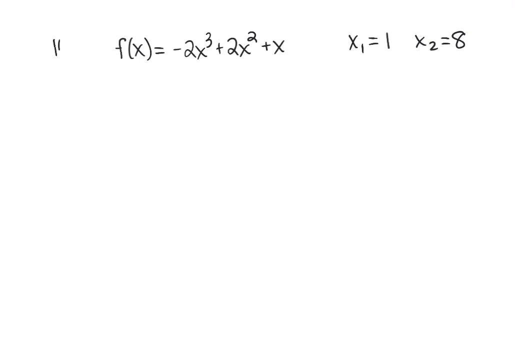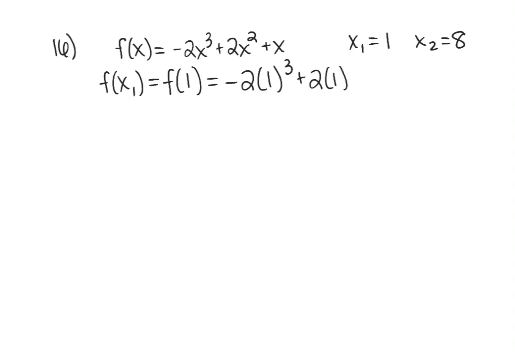On this one, question 16, where you're trying to find the average rate of change, we need to find f of x1 and f of x2 before we can use that formula. And so f of x1, I plug in 1 here, so it's really just finding f of 1. Negative 2, 1 cubed, plus 2, 1 squared, plus 1. And when I simplify that, it's negative 2 plus 1, and we get positive 1.